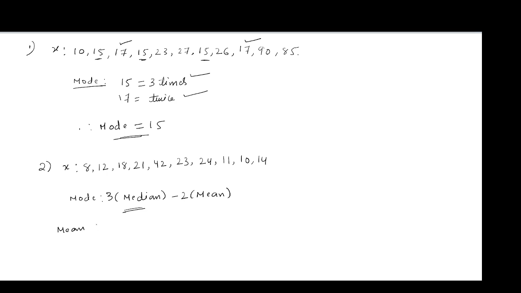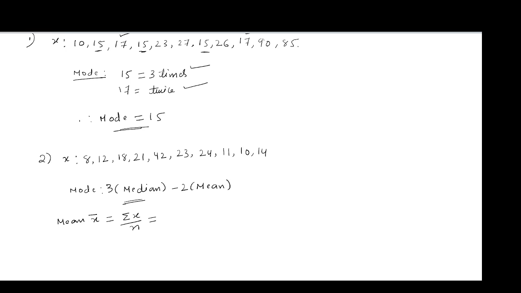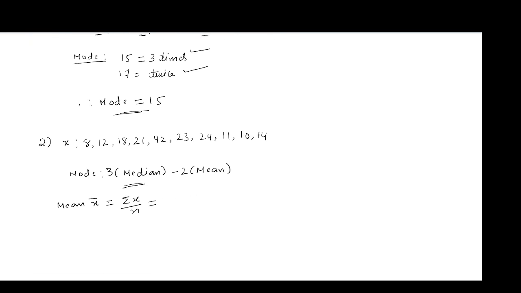So mean x bar, we know the formula for calculating case 1. Mean is represented by x bar, which is equal to summation x divided by n. N is small n here because this is case number 1.